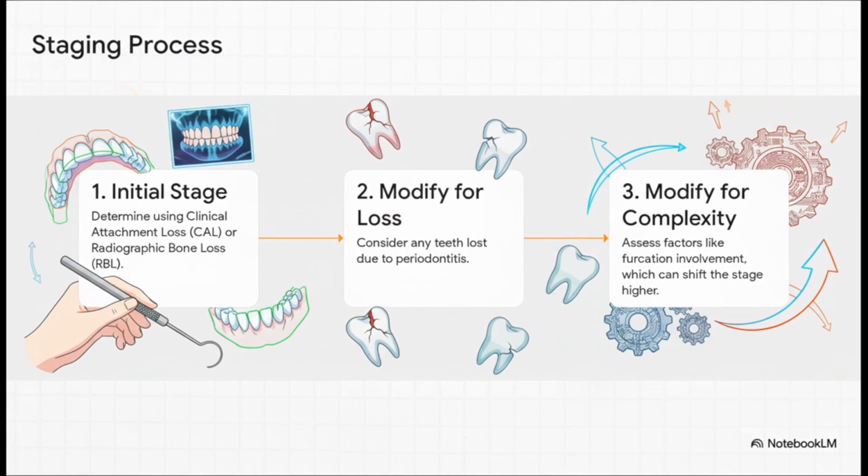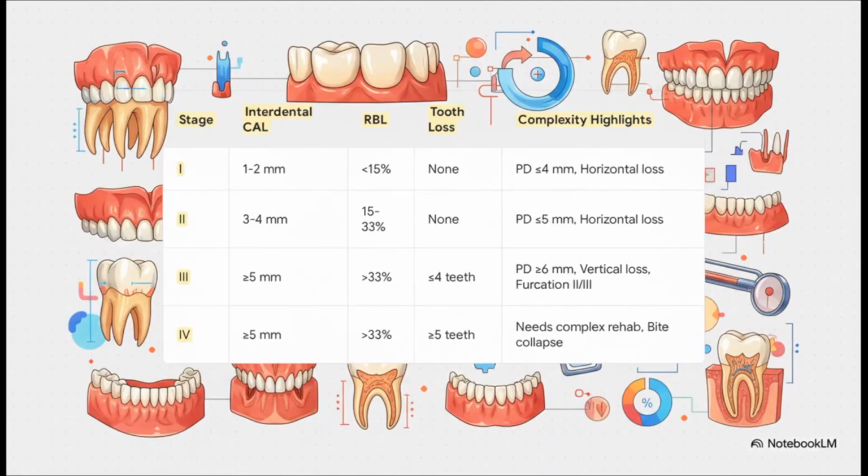It's a simple three-step evaluation. First, you figure out the initial stage. You're going to use either CAL or radiographic bone loss, whichever is worse. Second, you have to account for any teeth the patient has already lost specifically because of periodontitis. And last, step three, you look at complexity factors, things like furcation involvement or vertical bone loss. These are the things that can bump a patient up to a higher, more severe stage.